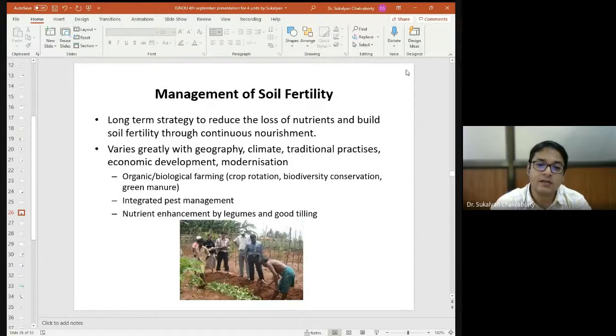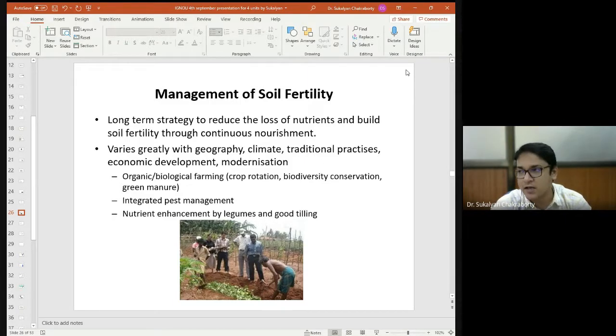It varies greatly with geography, climate and traditional practices. Things that can be done include organic or biological farming, crop rotation, biodiversity conservation, and green manure. Here you can see in the picture that green manure is being given. As one of you has said, Jatropha leaves are rich in nitrogen, so they can be used as green manure. Several such organic substances, which we term biomass waste, can be composted and applied.